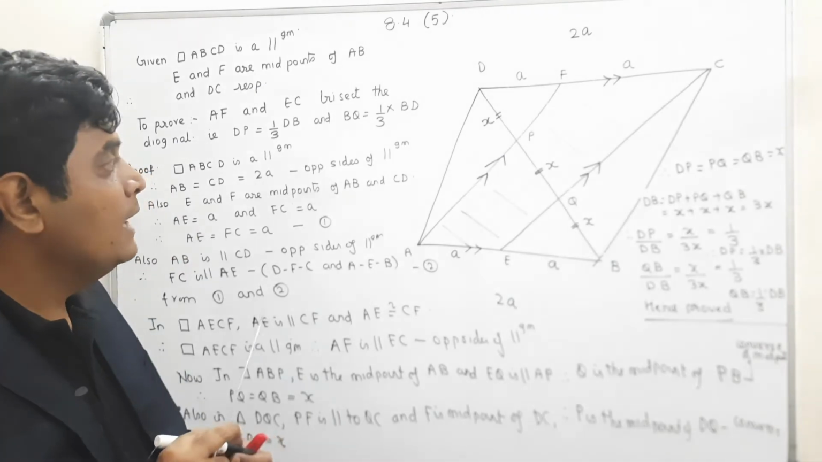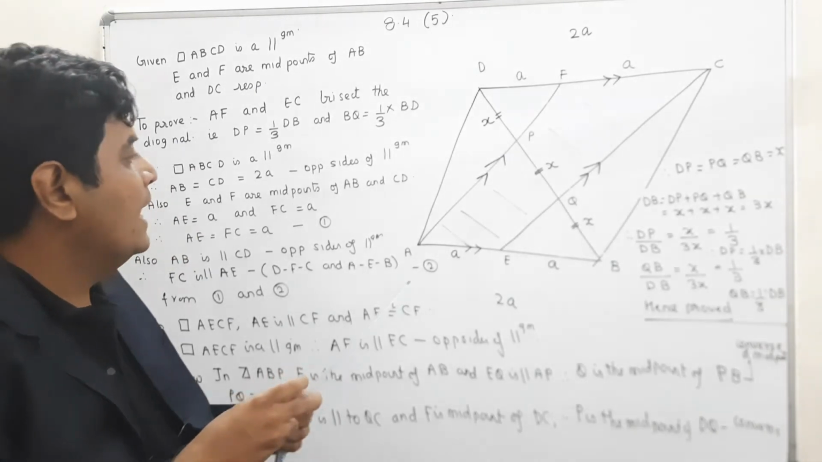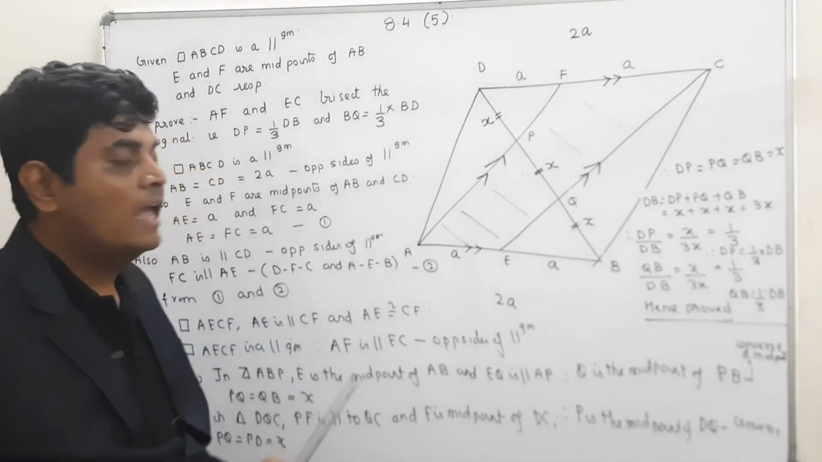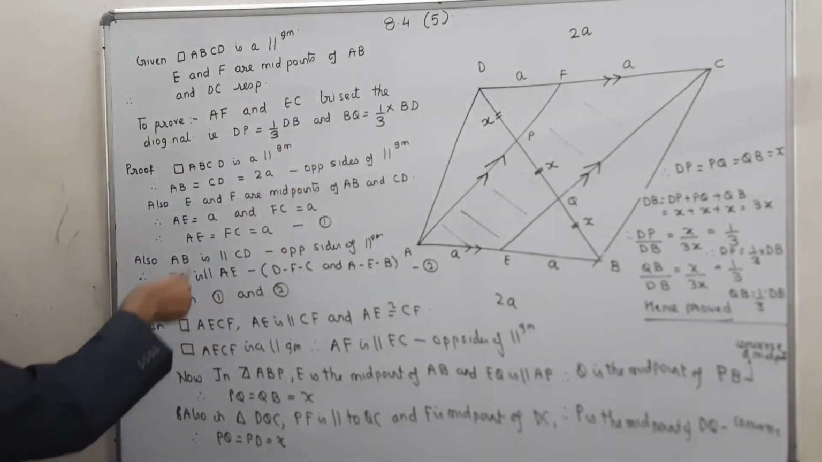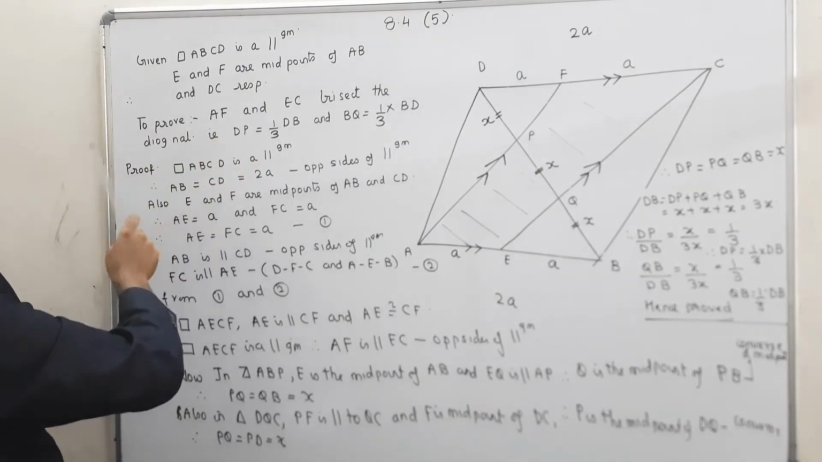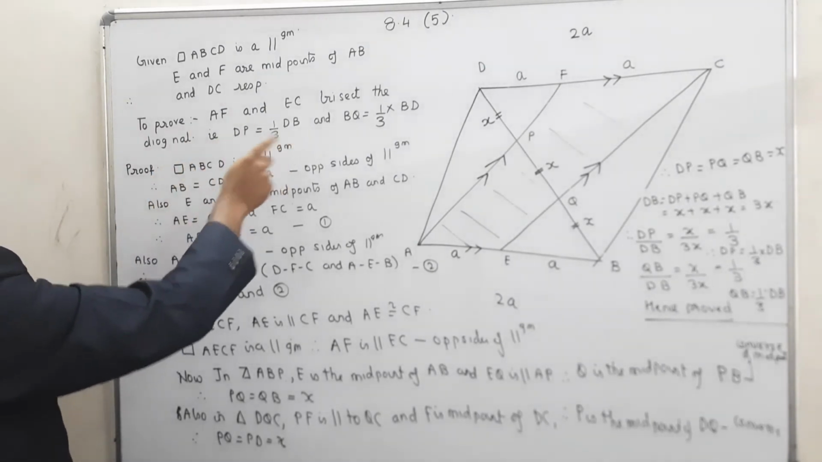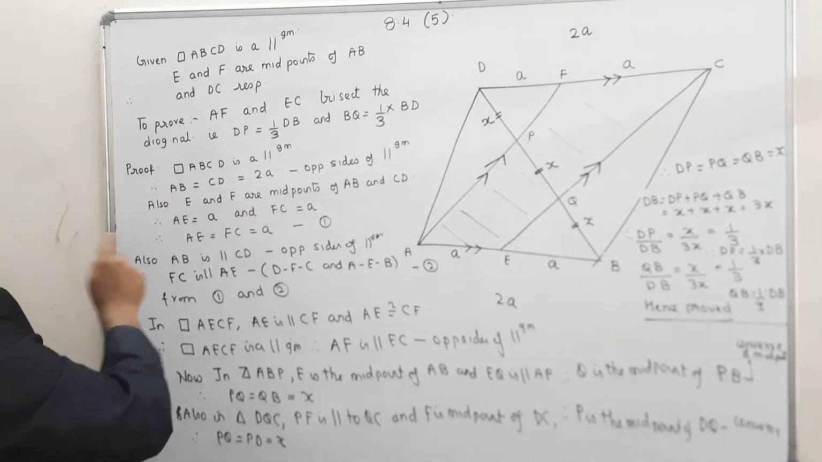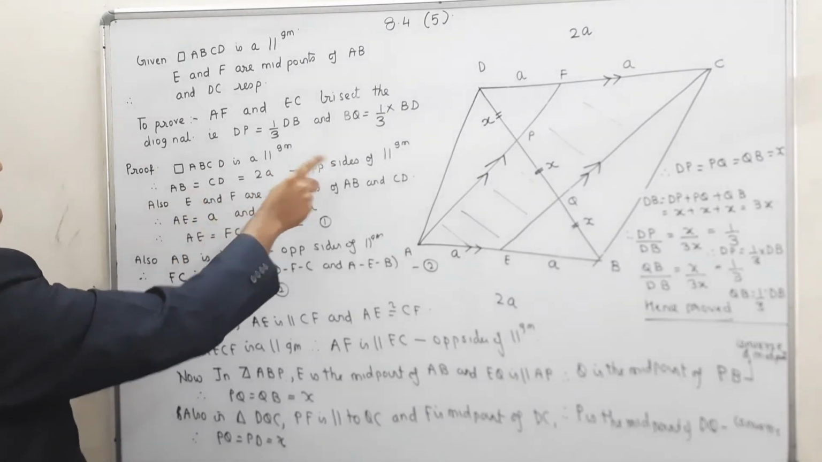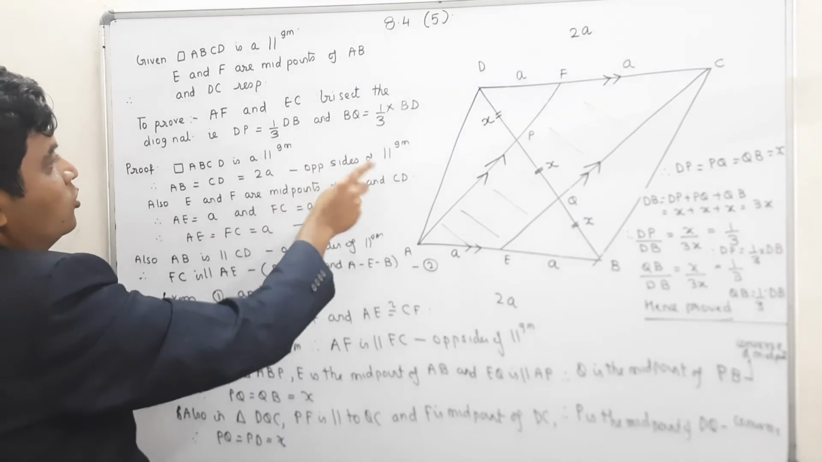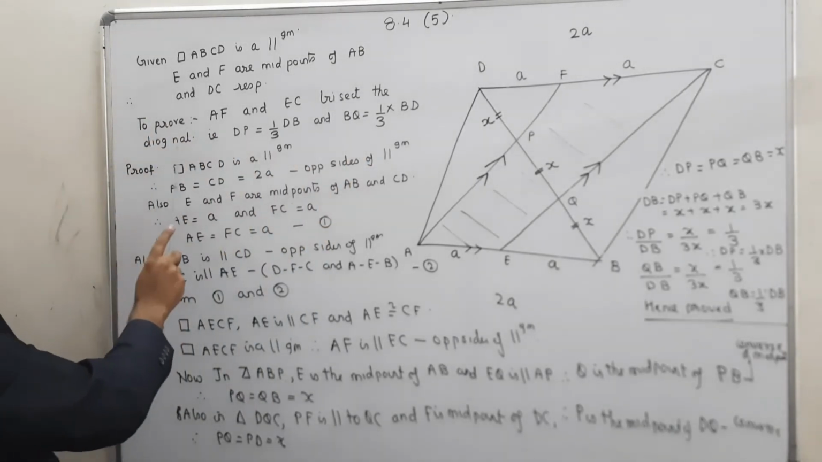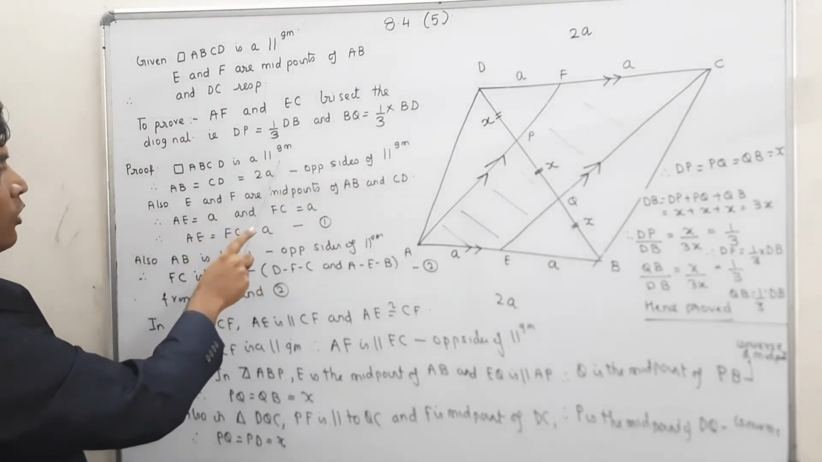Okay. So, what is the main part in this sum? First, you have to prove that this quadrilateral AECF is a parallelogram. This is what I have written over here. Quadrilateral ABCD is a parallelogram. E and F are the midpoints of AB and CD respectively. To prove AF and EC trisect the diagonal, that is DP is 1/3 of DB and BQ is also 1/3 of BD. Proof. Quadrilateral ABCD is a parallelogram.